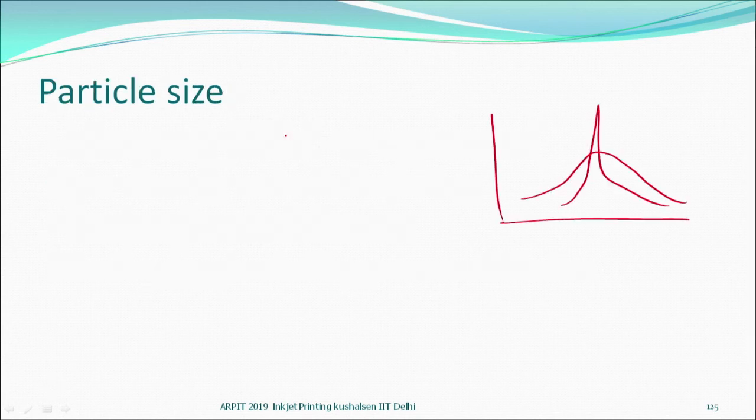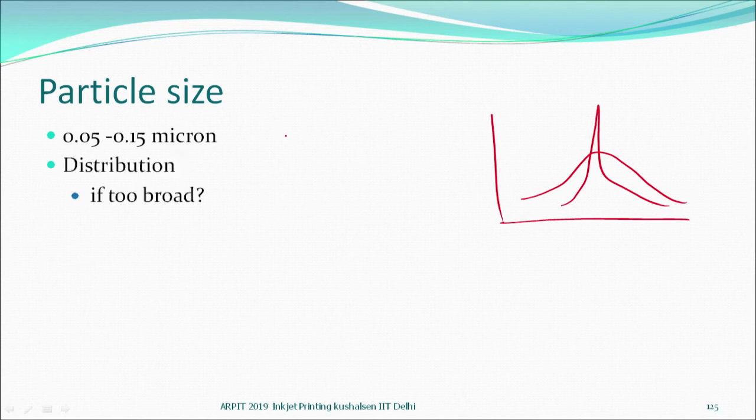The particle size of the pigment has to be controlled. Generally, it is in the range of 0.05 to 0.15 micron. Distribution should be as sharp as possible and not broad.